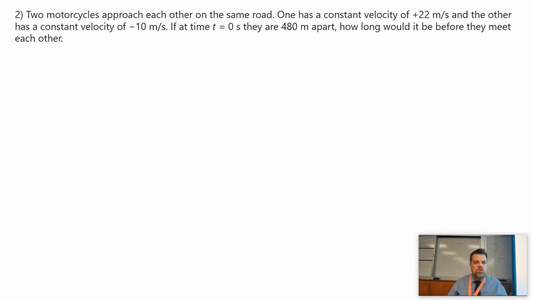The question says, two motorcycles approach each other on the same road. One has a constant velocity of 22 meters per second. The other one has a negative velocity of 10 meters per second. So this is my motorcycle.